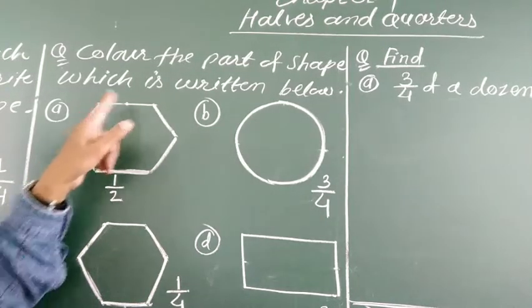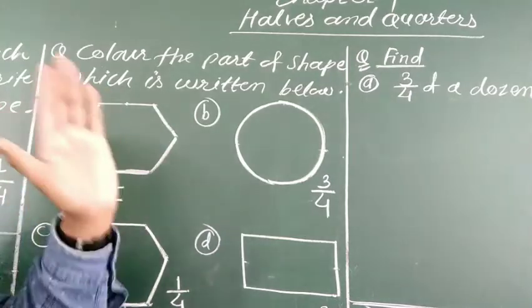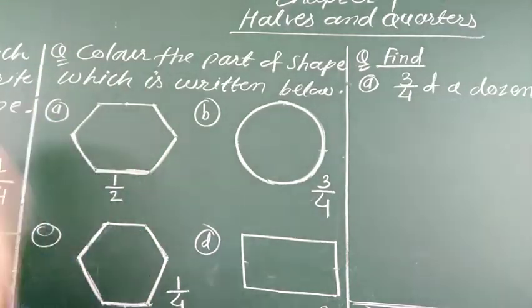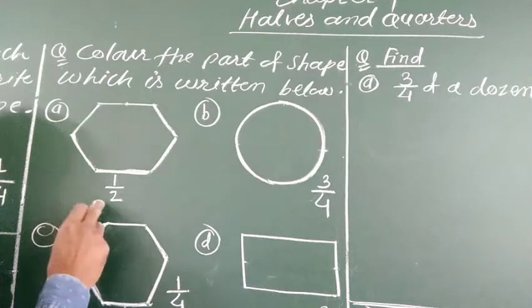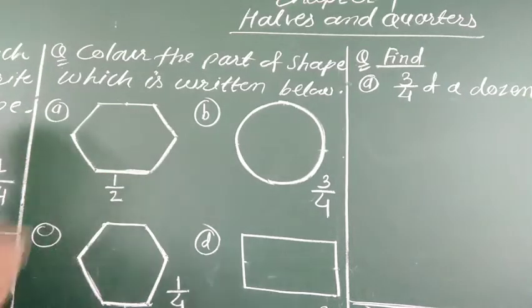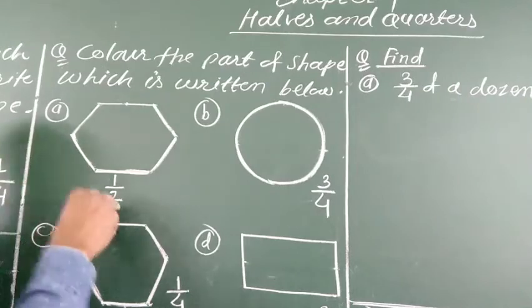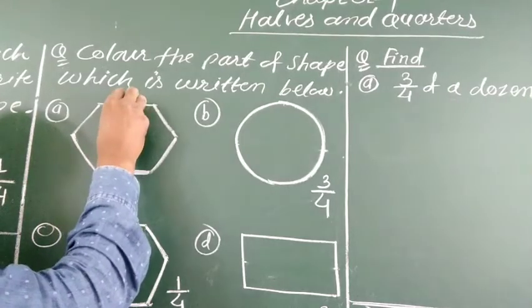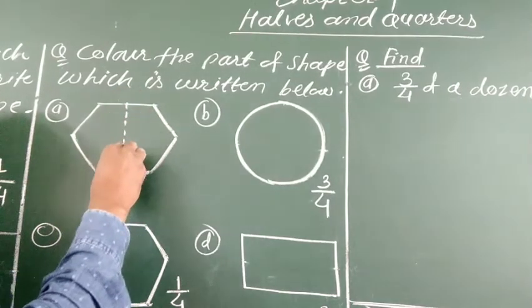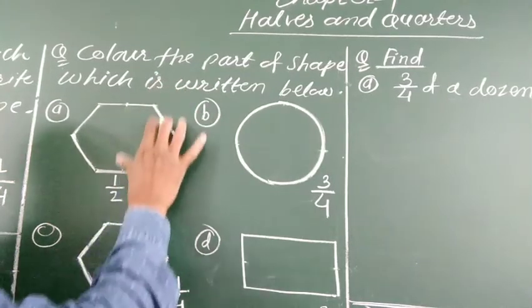See, it is a shape. Hexagon is there, beta. 1, 2, 3, 4, 5, 6 sides are there. It is a hexagon shape. It is 1 by 2 here. Means what we have to do, beta? If 1 by 2 is here, means in the denominator 2 is there, so we have to make 2 equal parts of this shape. We have to make equal parts with the number of the denominator. The denominator is 2, so we have to make 2 equal parts. So see, you can make 2 equal parts this way, this way, and this way.